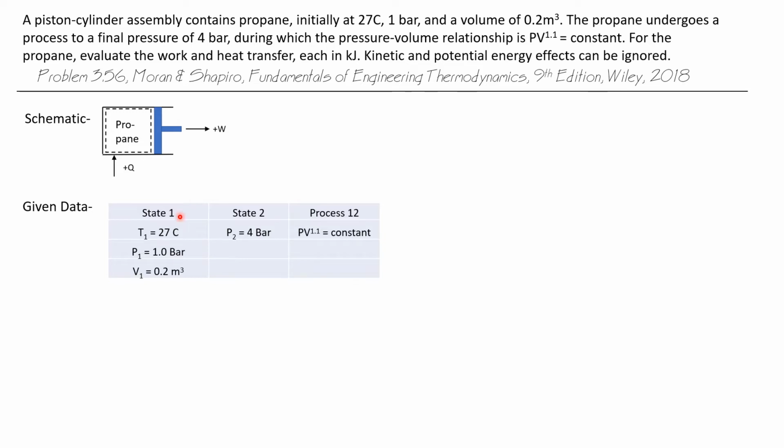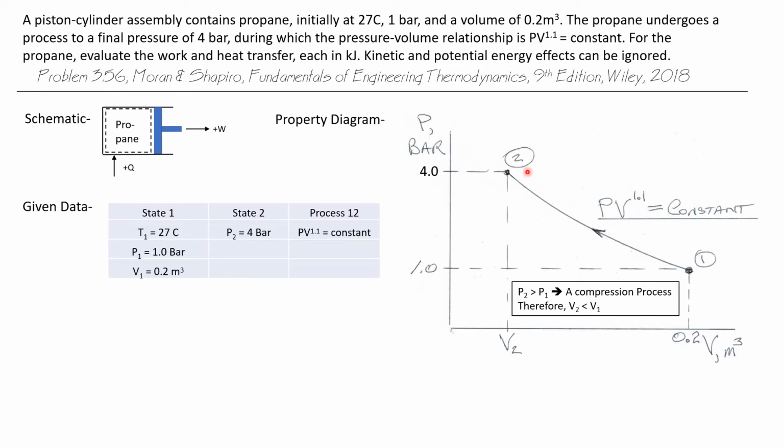Let's look at the given data. This is a single process. It begins at state 1, where its temperature is 27 degrees C. The pressure is 1 bar, and the volume is 0.2 cubic meters. After the polytropic process takes the propane to state 2, we know the pressure is 4 bar. And we know the process that took us from state 1 to state 2 is PV to the 1.1 power equal to a constant.